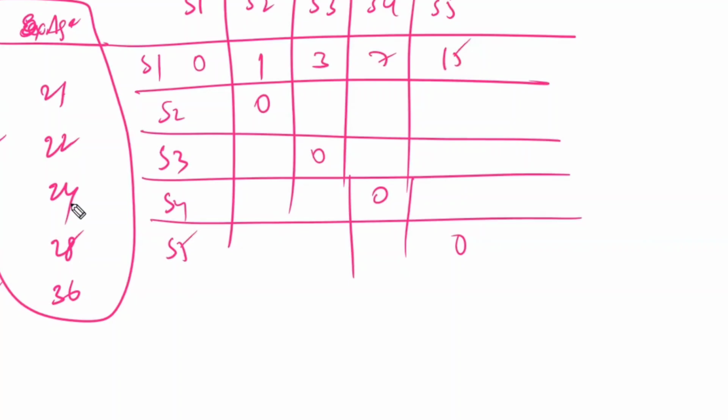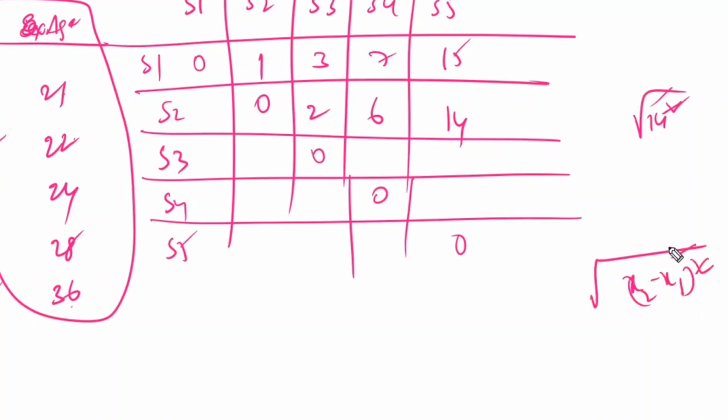Similarly, S2 versus S3. Sorry, not 4 square, 6 square, so 6. Then 14 square. Square root of 14 square, the square will cancel. In our case, the advantage is only one column is there, so square root of x2 minus x1 whole square, the square cancels, only x2 minus x1. So the distance formula is just x2 minus x1, right? Now 24 minus 28, 4, 24 minus 36, 12, 28 minus 36, 8.